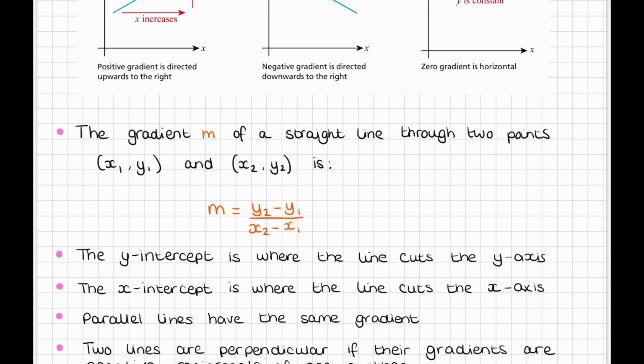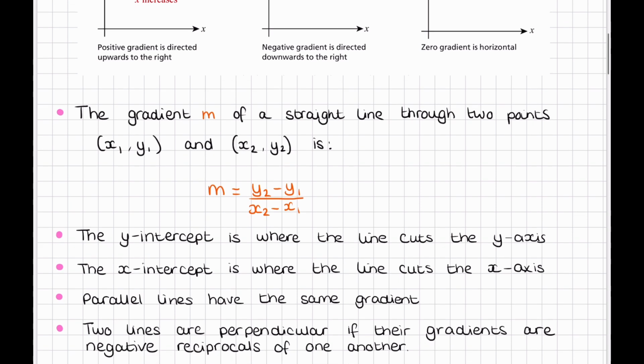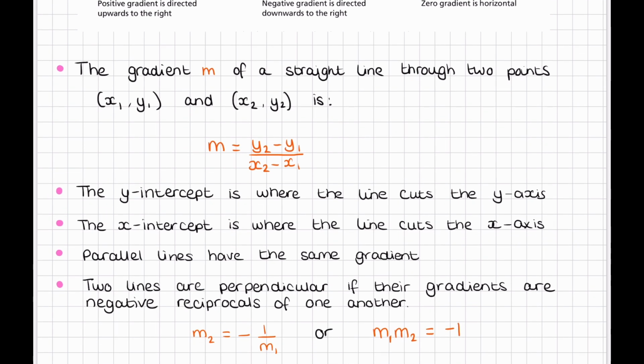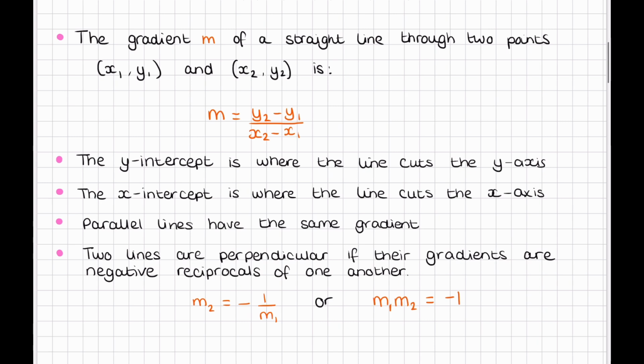The y-intercept is where the line cuts the y-axis, so where that line crosses the y-axis. The x-intercept is where the line crosses the x-axis. Parallel lines have the same gradient, and the last little bit, if 2 lines are perpendicular, then their gradients are the negative reciprocals of one another. So you've got a little explanation of that here. So m2, the gradient of the second line, equals negative 1 over m1, the gradient of the first line, or when we multiply the 2 gradients together, we'll get negative 1 if the lines are perpendicular.